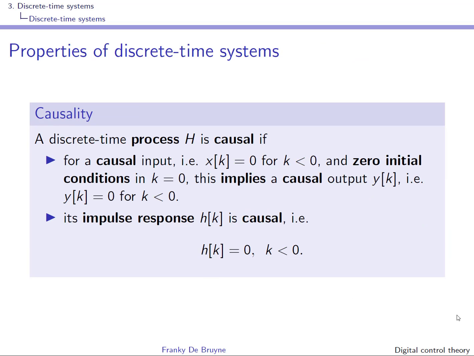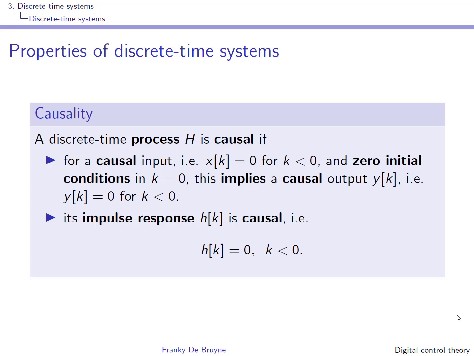In discrete time, we'll also very often impose causality, just as we have done in continuous time. A discrete time process is causal if for a causal input, which means that x of k is 0 for negative k, and a system at rest, this implies also a causal output y of k. Another way to see this is that the process is causal if its impulse response h of k is causal. If an impulse is applied at k equal to 0, of course the system will not react before k equal to 0, at least if the system is causal, which means that the impulse response will be 0 for negative k.